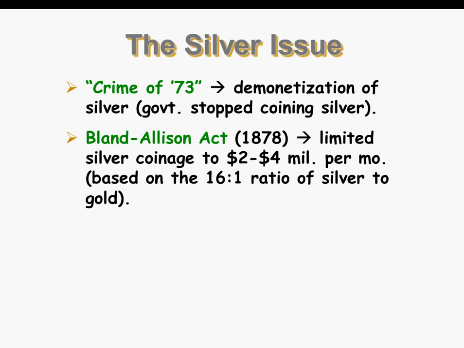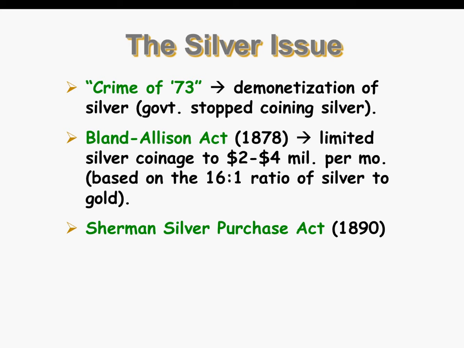The Bland-Allison Act of 1878 limited the silver coinage from 2 million to 4 million ounces, and this was based on a 16 to 1 ratio, that is 16 ounces of silver for every ounce of gold, and so they wanted to keep that ratio in the Treasury.